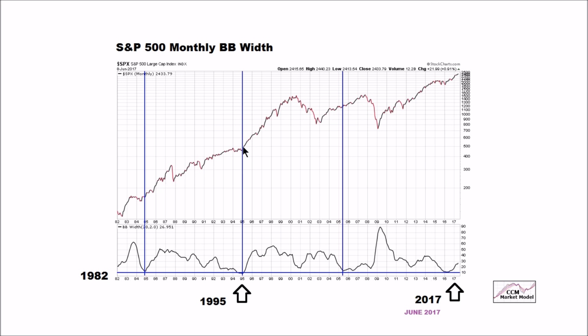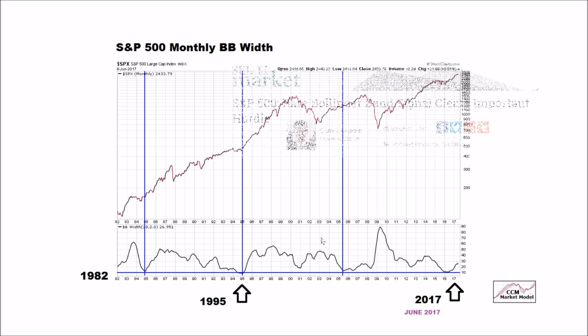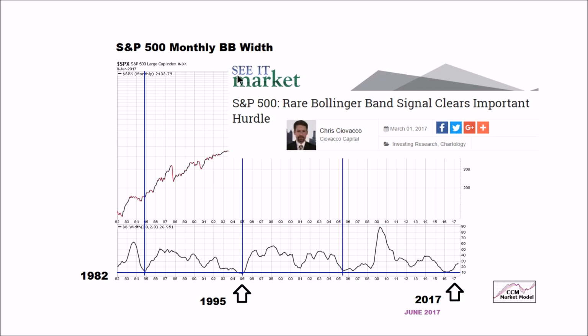Big moves follow sleepy and trendless markets. In that analysis, we showed that it's very, very rare for the monthly Bollinger Bandwidth to get this low. Two other times it happened, you might guess, 1995 and 1982. Both excellent long-term entry points. You can find that analysis that was published on See It Market by Googling this title here.